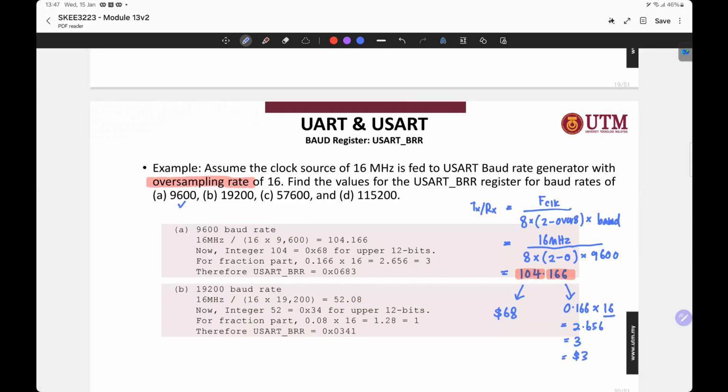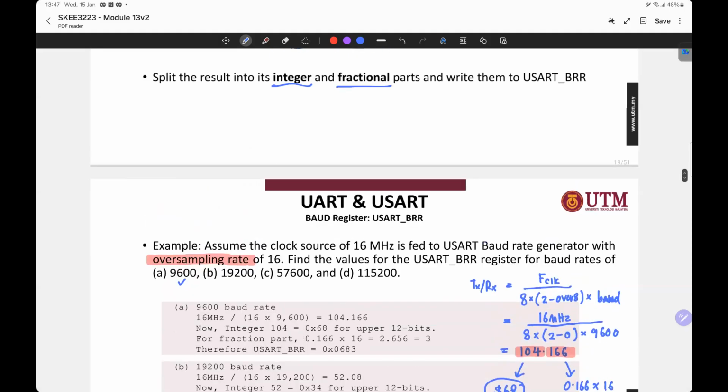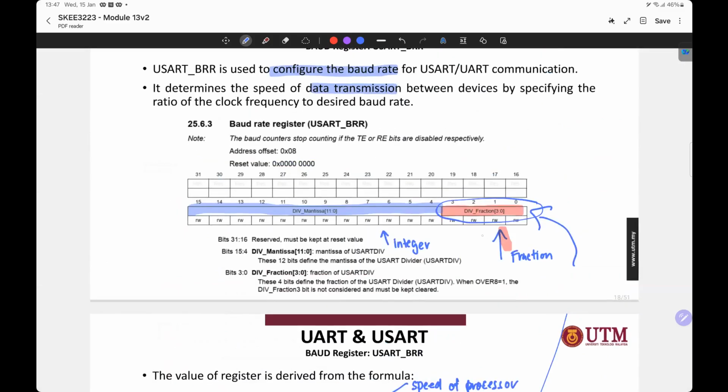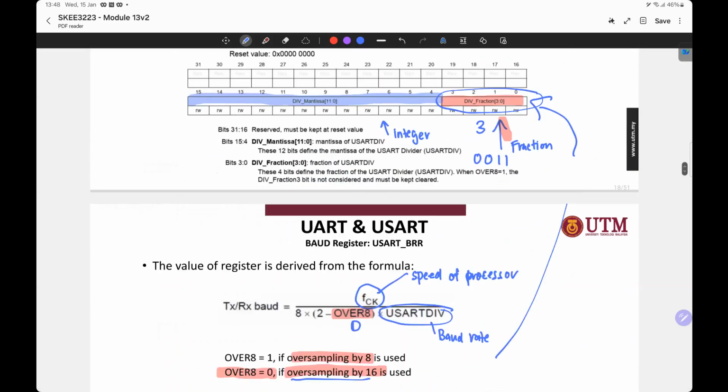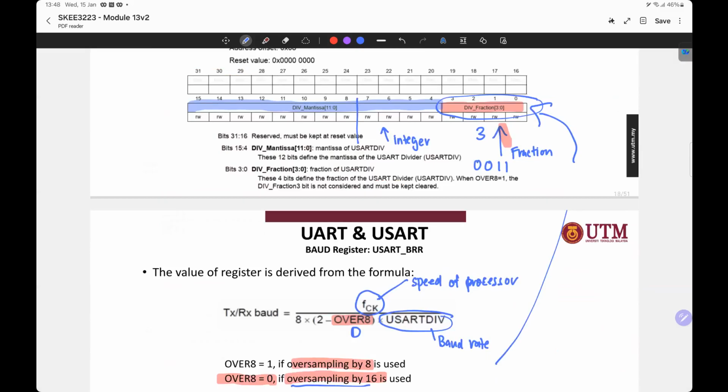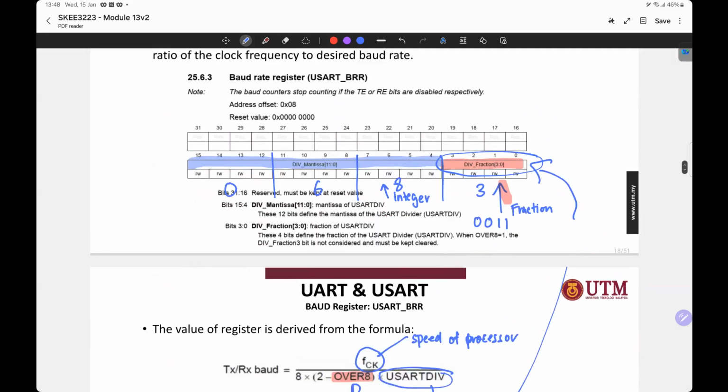Okay, after that, this value you're going to put it inside of the BRR. So this is the BRR. The fraction part is 3, you just put 3 lah. Okay, the 3 is actually 0011. While the integer is what? The integer value just now 68. Okay, you just put here, 6, 8, and this one is 0. Okay, so this will be the value inside of the USART BRR.